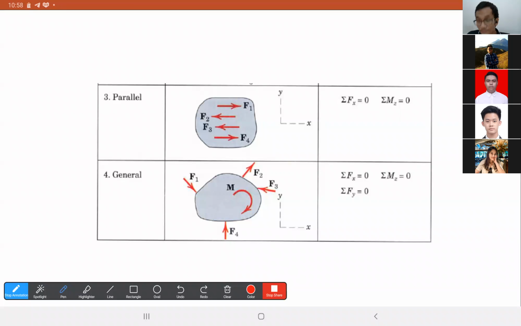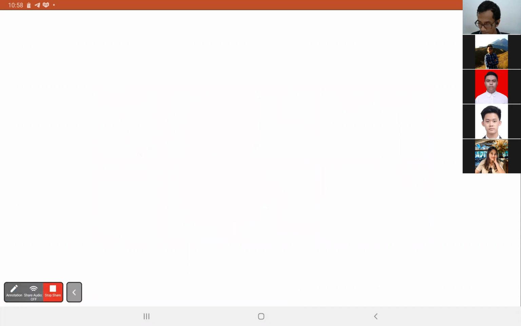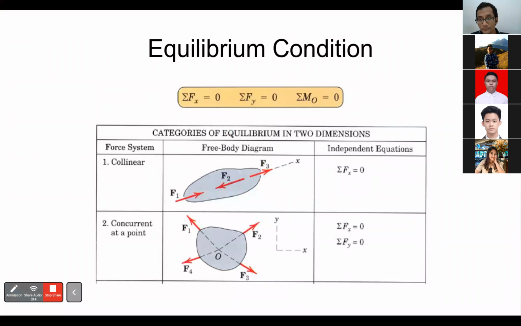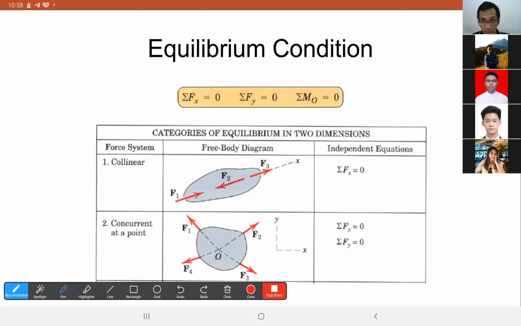Sir, in the previous slide, may I see again the previous slide? In the one that's concurrent at a point, is there any sigma moment equals to 0 that we need to calculate or take into account? You don't have to. Why you don't have to? Because all the forces here meet at one certain point. So we can ensure that the sigma moment condition here is met.